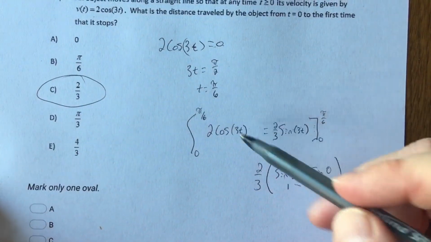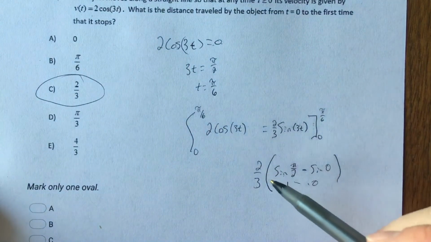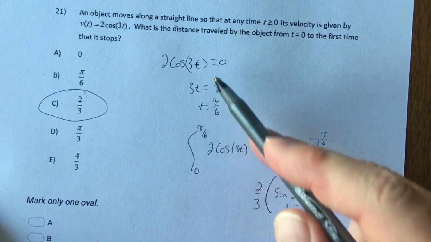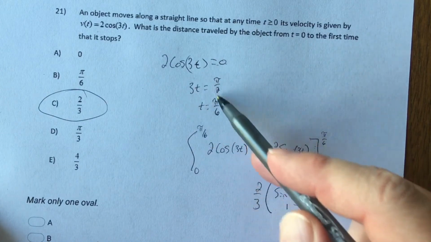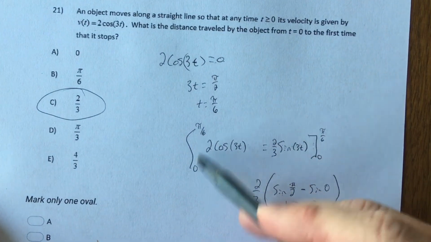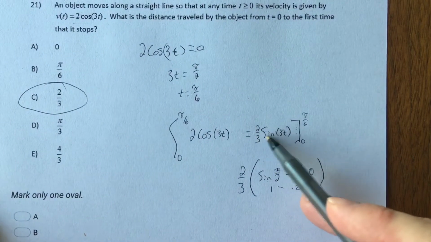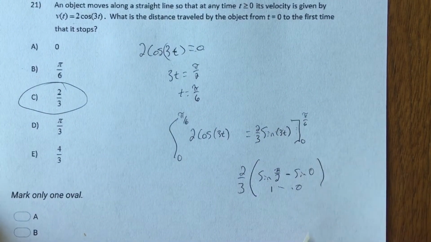Now, a lot of little steps here. This is not an easy problem at all, especially in the moment. But hopefully you follow the logic here. When does the velocity equal 0? That's when it comes to rest. Then what's the distance traveled between there? Integrate, use a u sub or whatever, and then evaluate from there. Okay.